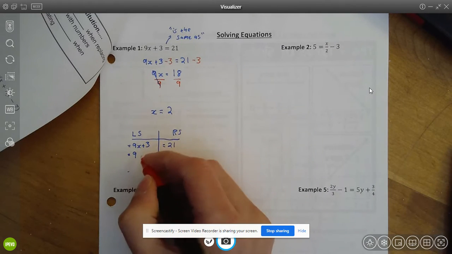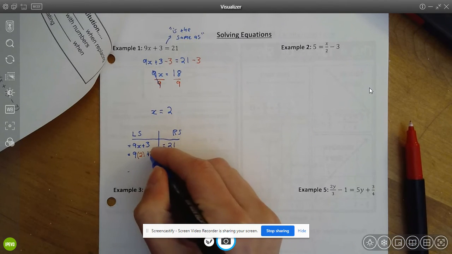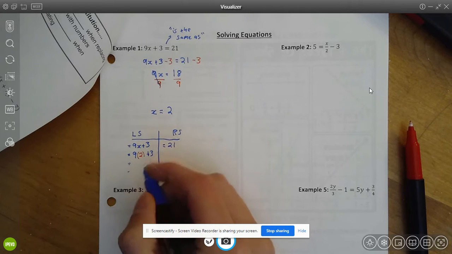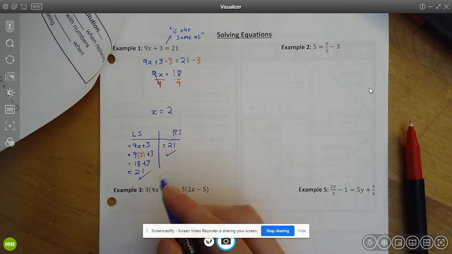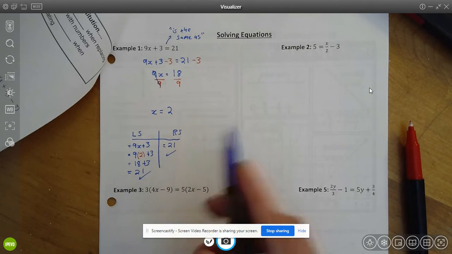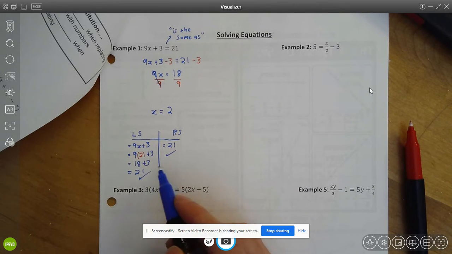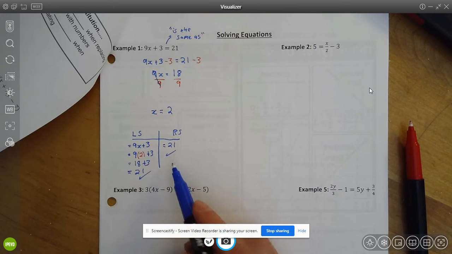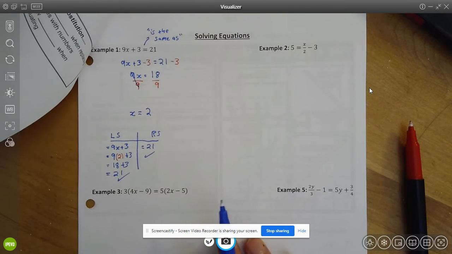In this equation, it's just on the left side. So I've got 9 times 2 plus 3. Using my order of operations, I have to do multiplication first, so 9 times 2 is 18. 18 plus 3, sure enough, is 21. Because the left side equals the right side, I know that I solved this equation correctly. If I had any other number other than 2, my left side wouldn't equal my right side. So when we do a left side, right side check, if I get the same number on both sides, then I know I'm correct. If I don't have the same number, I've either made a mistake in my algebra or a mistake in my check. So we'll do a few more examples.